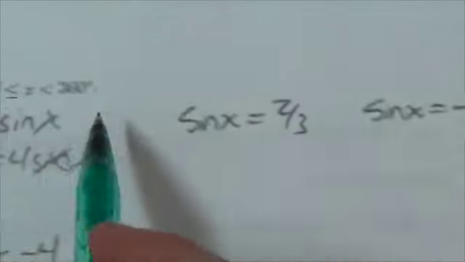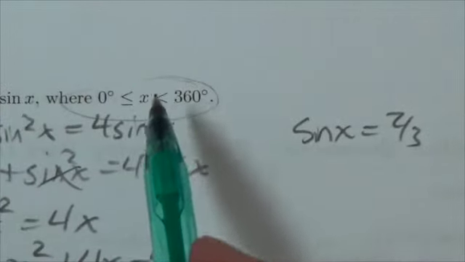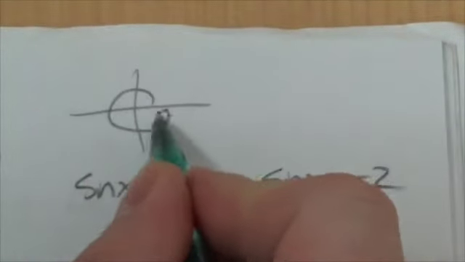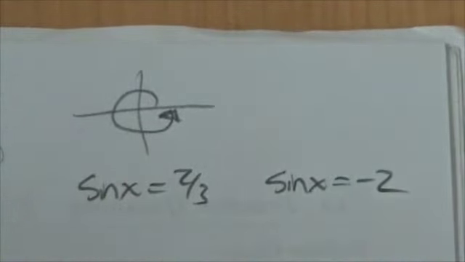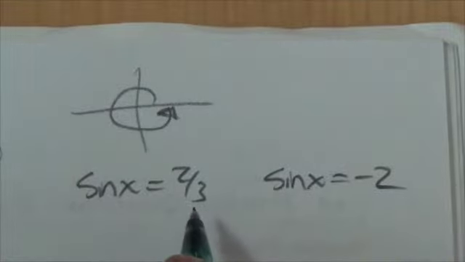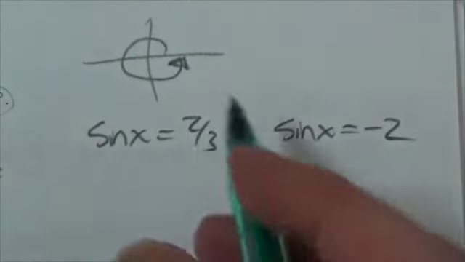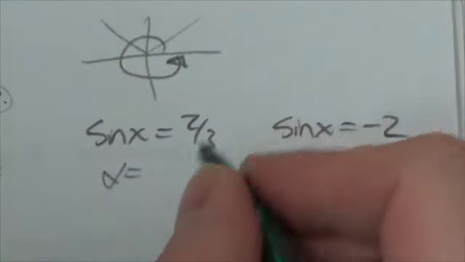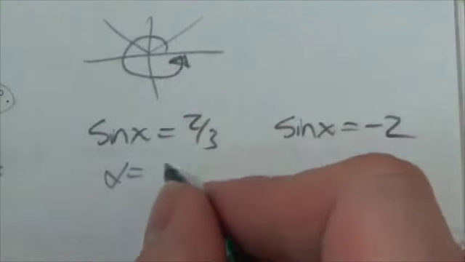Now, I've got to consider the domain. So this is one complete circle positively. And so I'm looking where sine is positive 2/3. That's going to be quadrant 1 and quadrant 2. And to figure out what the angles are, I've got to figure out the reference angle.